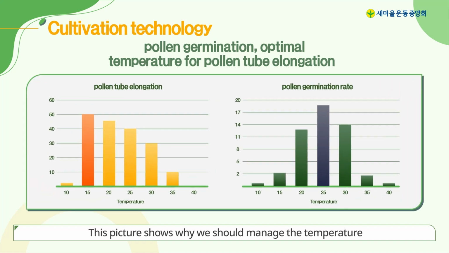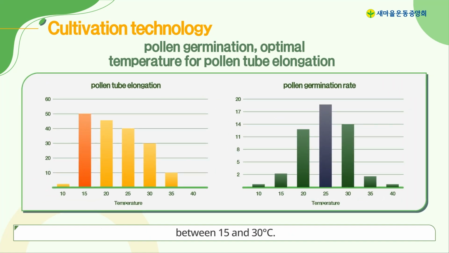This picture shows why we should manage the temperature between 15 and 30 degrees Celsius. To see pepper fruits, pollen germination is needed. The pollen tube needs to lengthen and be pollinated as well. If temperatures are below 15 degrees Celsius or above 30 degrees Celsius, the pollen tubes do not germinate or elongate well. This picture shows how important it is to maintain temperatures between 15 degrees Celsius and 30 degrees Celsius.